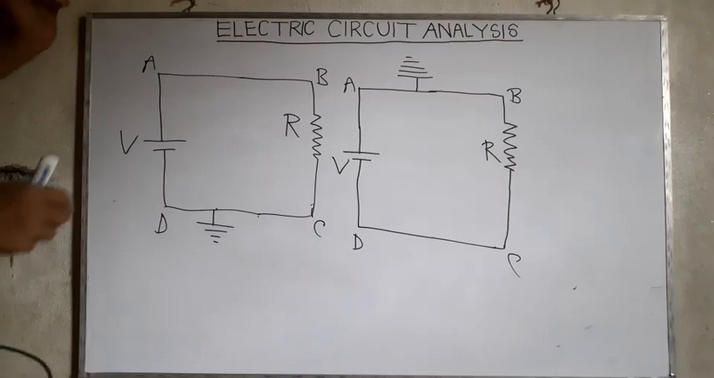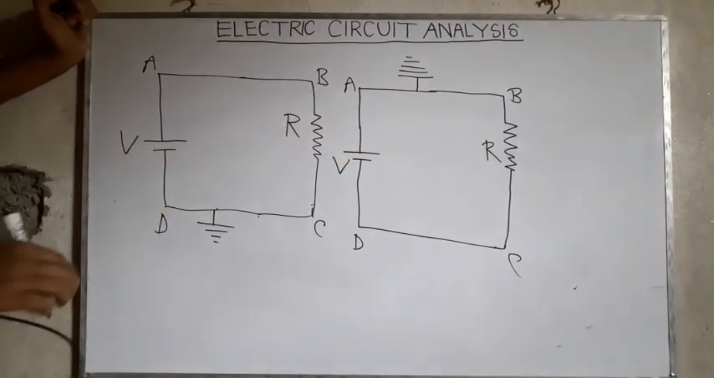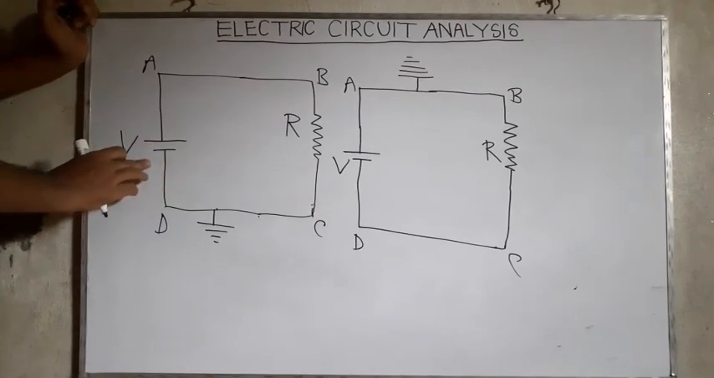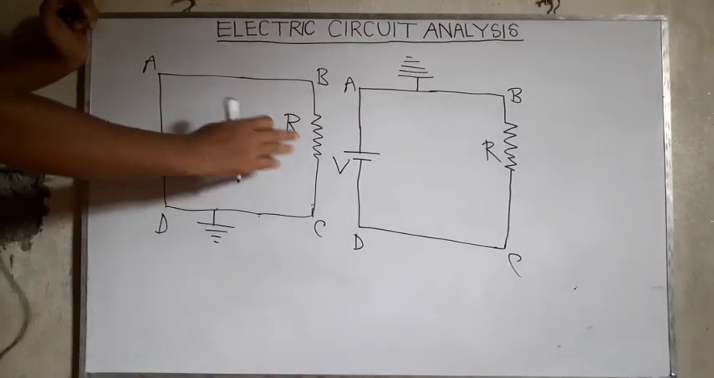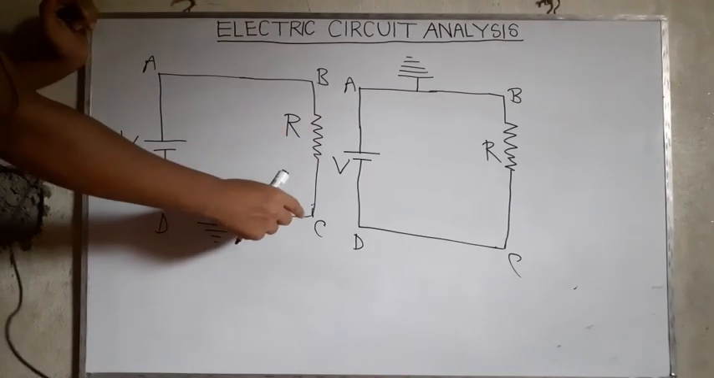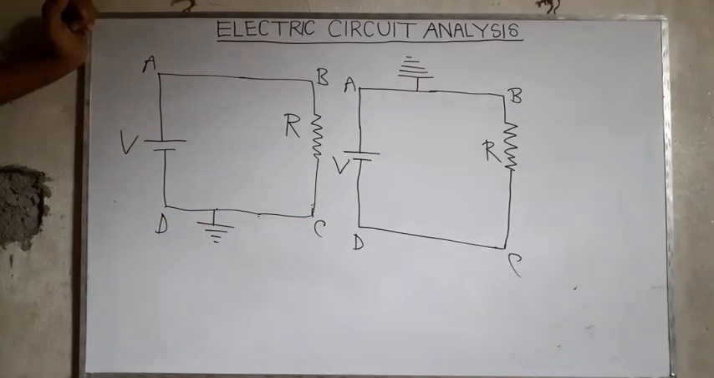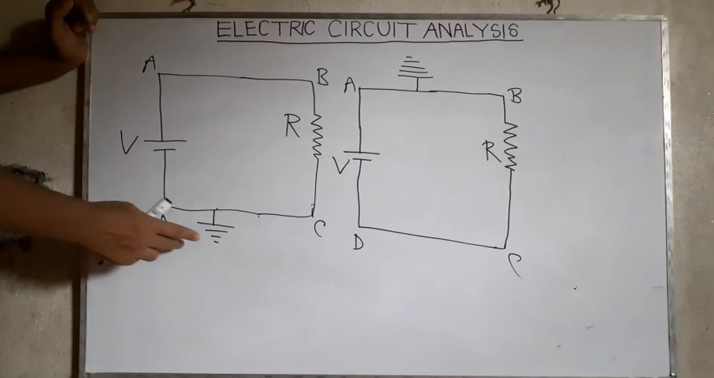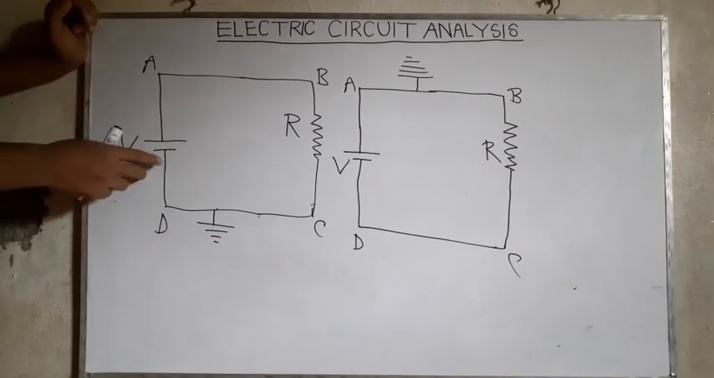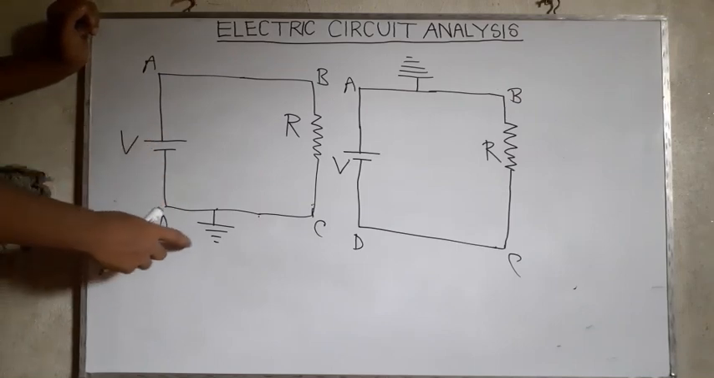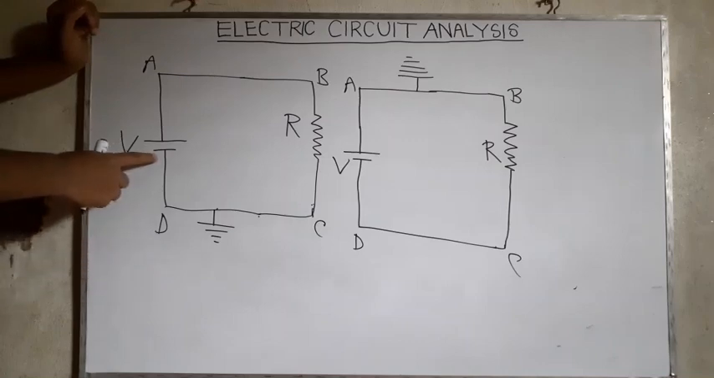Now we will analyze these two circuits. Here in the first circuit, there is an electric cell whose potential or voltage is V, and here the resistance is R, with points A, B, C, D. The CD part of this circuit is connected with the ground. Therefore, the potential of the lower end of this cell is 0. Here the negative terminal of the cell is connected with ground, therefore its potential is 0.